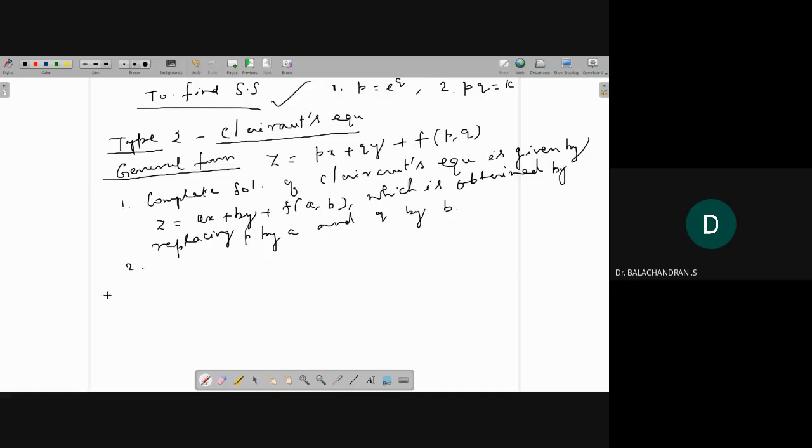As usual means, I already explained before in type 1: the general solution, GS, and the singular solution, SS, can be found out as usual. Okay. Now, first problem. Do some simple problems initially, then solve.